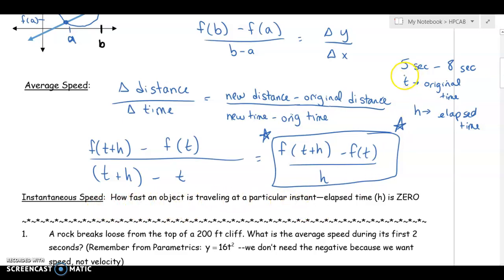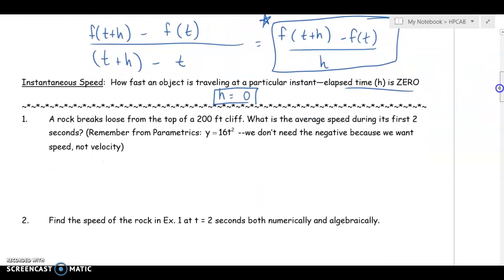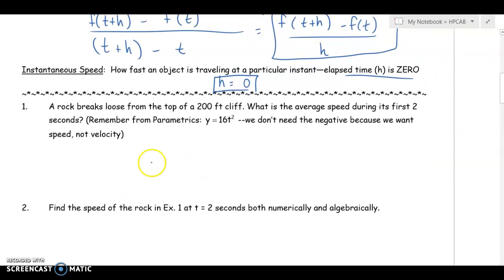So it's not going to be, what's the average speed between this time and this time? It's going to be, what is the speed at specifically this time? When you have something with instantaneous speed, h is going to be equal to 0. Your elapsed time is 0 because we're not doing a range of times. We'll practice both of these in the problems down here.